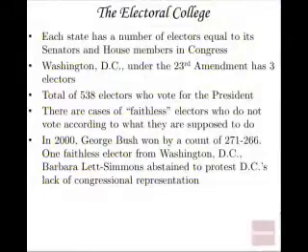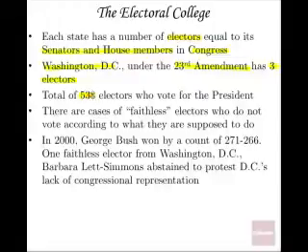So the Electoral College. You go through the election, and again, you want to win this election. You want to get a majority in the Electoral College. Each state has a number of electors equal to its senators and House members in Congress. Washington, D.C., under the 23rd Amendment, has 3 electors. Again, no congressional representation, but they get 3 votes in the Electoral College.